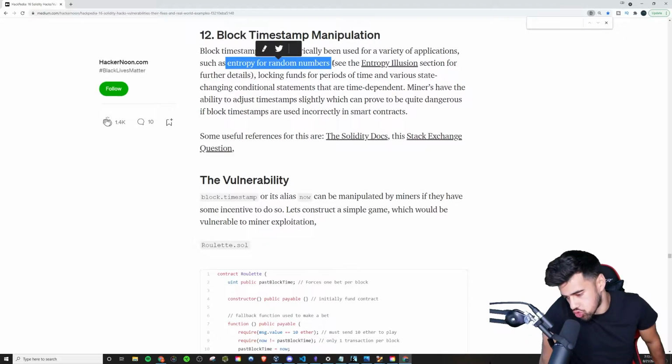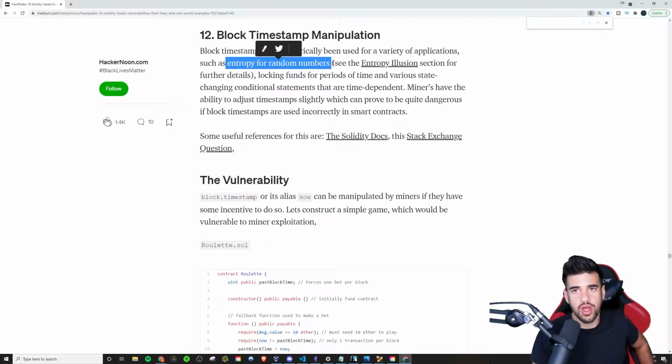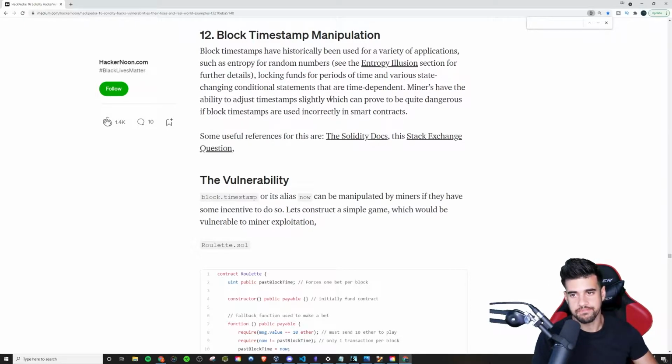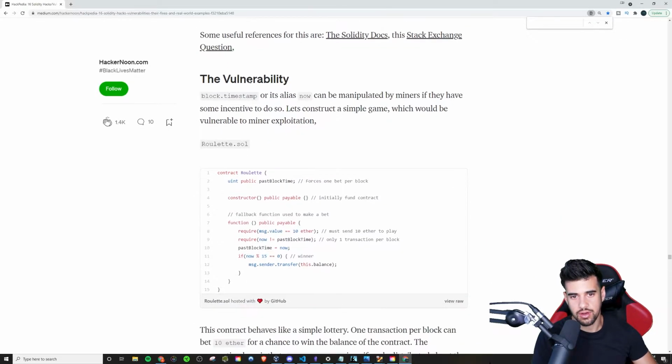If you need something truly random for a reward or something like that, you don't want this to be based off of the block timestamp because, like I said, it's manipulatable. And we'll see an example of that, of course. So let's get into it here.